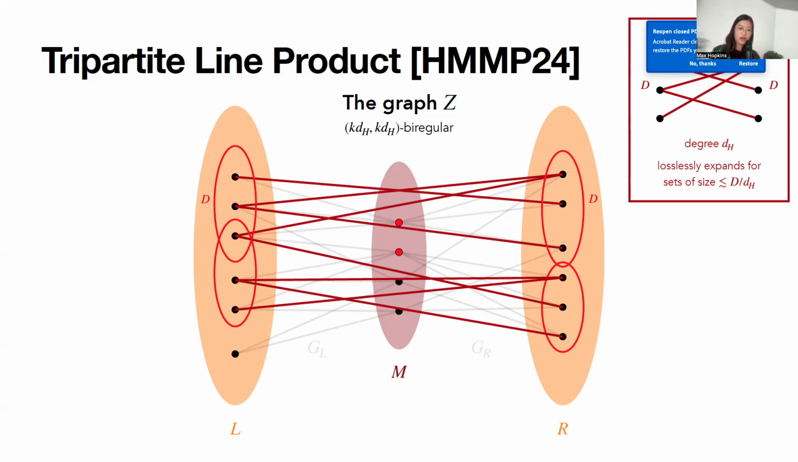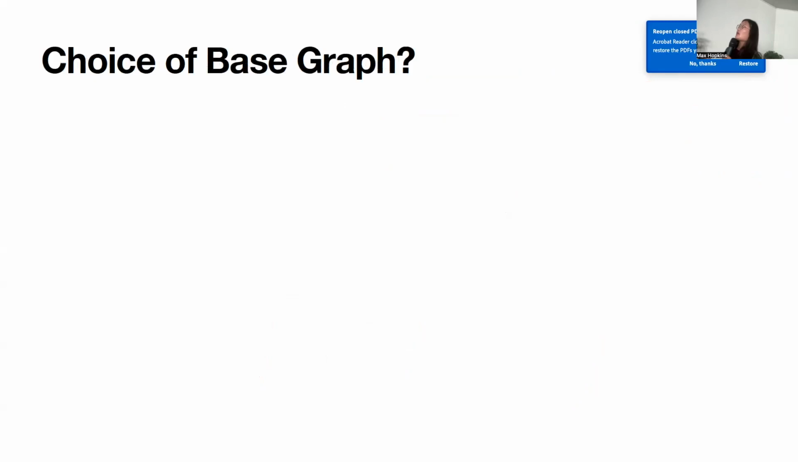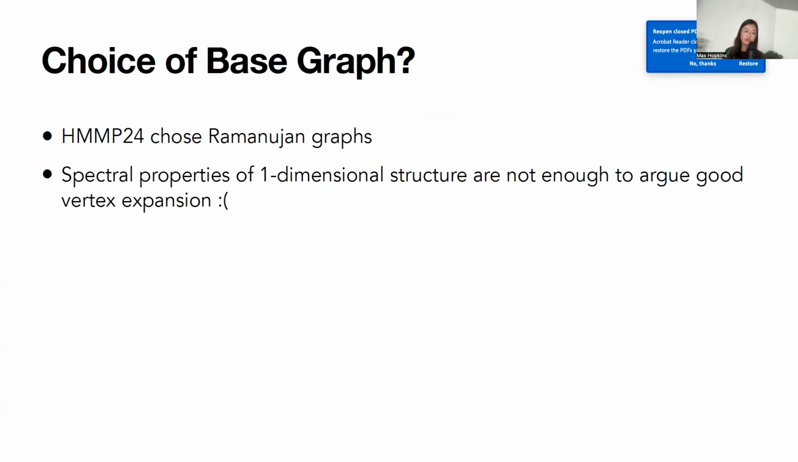So I've told you basically how the entire construction looks, except for what the base graphs are. So maybe let me tell you now what the base graphs are. First of all, in previous work, HMMP in 24 chose Ramanujan graphs to be their base graphs. They're optimal spectral expanders, the best spectral expanders you could hope for. Unfortunately, it seems like if you just use the spectral properties of Ramanujan graphs, of these one-dimensional graphs, it doesn't seem like that's going to be good enough to actually argue good vertex expansion. So that's just my claim. We'll talk about it more later.